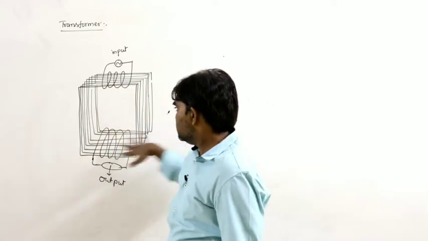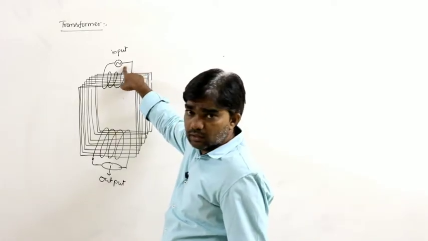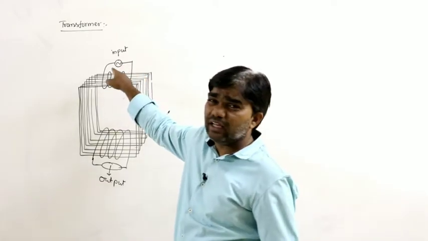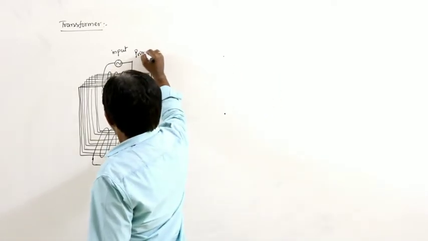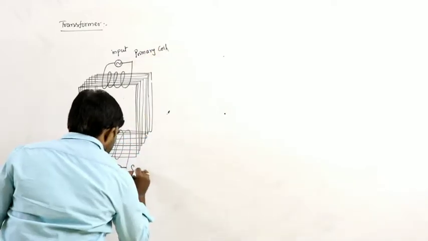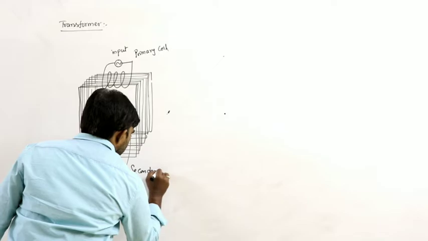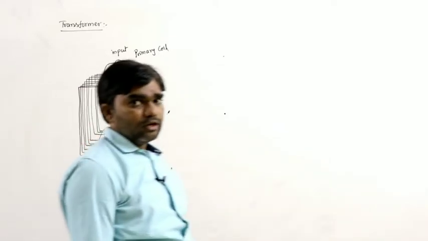So this total acts as the core, and this is the wire wound over this, and this is alternating input. That's why this is the primary coil, and this is called the secondary coil.